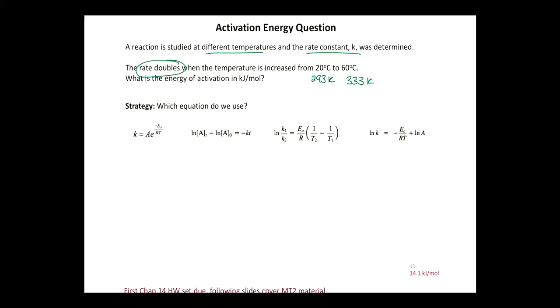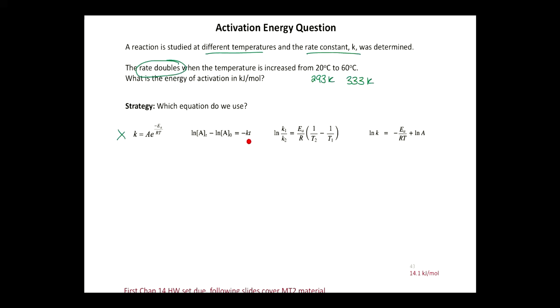So if you look back at all of our equations I've showed you, a lot of them have activation energy, a lot of them have rate constant. We want to make sure we use the right one. So this first equation, it has activation energy in it, but we don't actually want to use this because we need an equation that has 2 temperatures and 2 rate constants. So we don't want to use that first one. That's not going to help us.